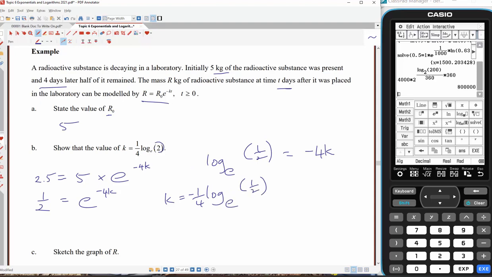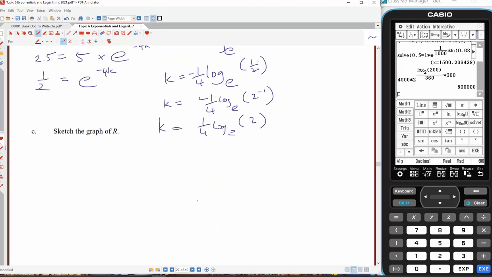Now you note there that we've got log e2, and this is positive. So what we're going to do is bring that up there. So that's going to be k equals negative 1/4 log e2 to the negative 1. Okay, so that goes up there. That negative 1 comes out the front. K equals 1/4 log e2 as required.